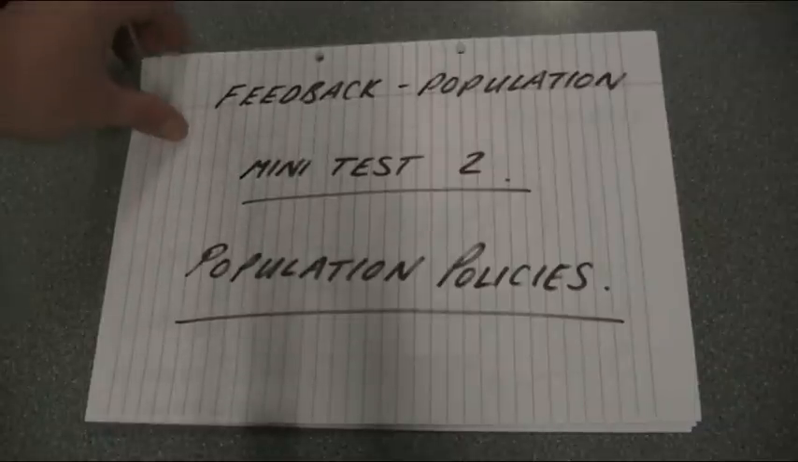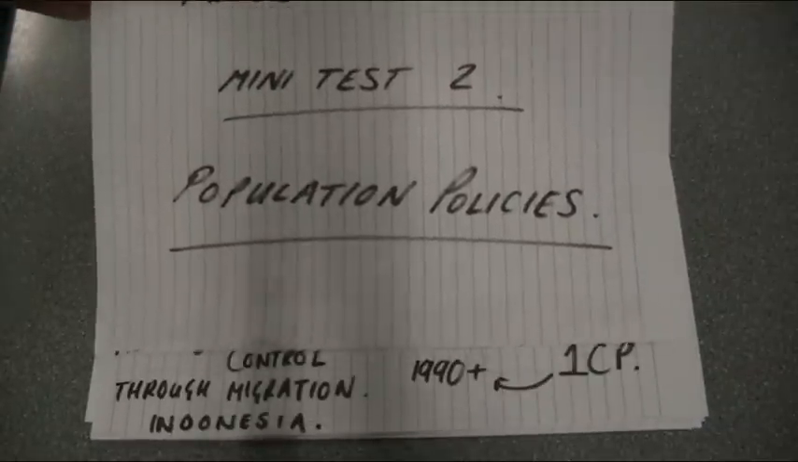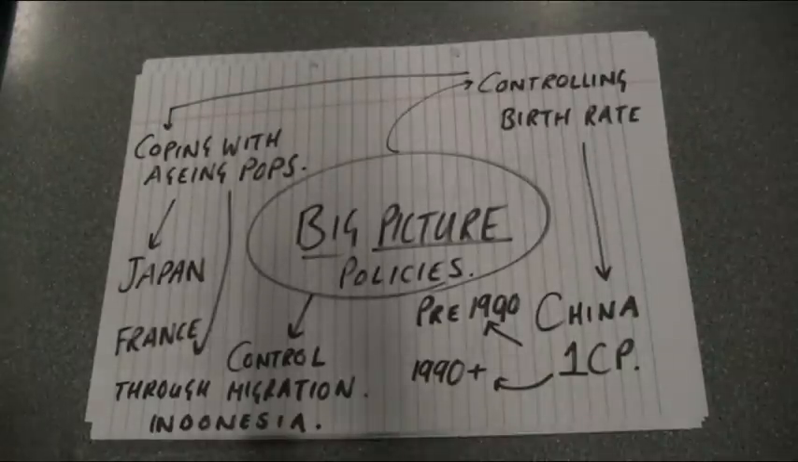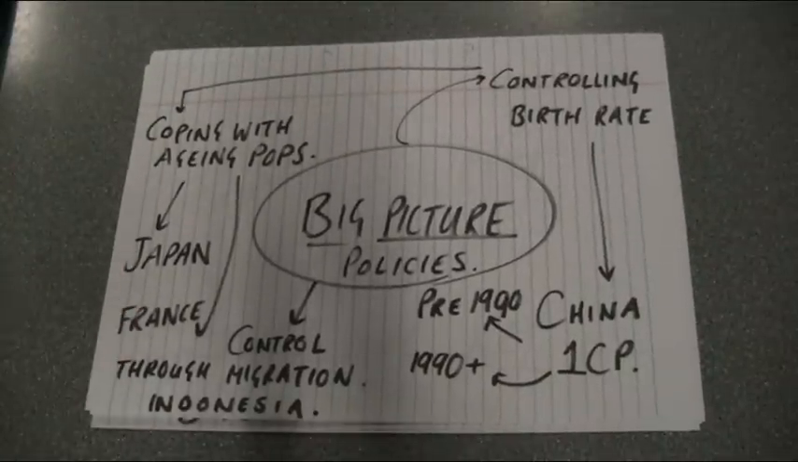Now the second population mini test that we've just done was on population policies. So just to put that in the context of the big picture, there's a few different things that we looked at. We looked at China's one-child policy, obviously, as a way of controlling the birth rates. We split it into two sections. We looked at it pre-1990, looking at the granny police and China's child video, and then brought it up to date with some of the changes in 1990 plus.